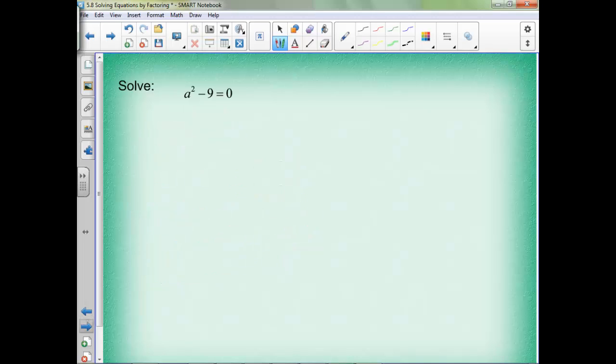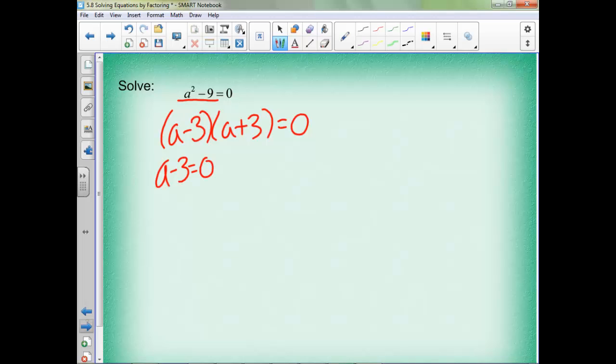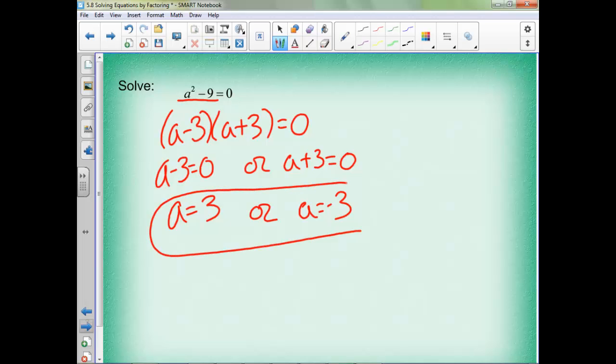This one, notice there's no common GCF, but we can factor this. It's a difference of squares. So now either this first one is 0 or the second one is 0. And there's our solutions.